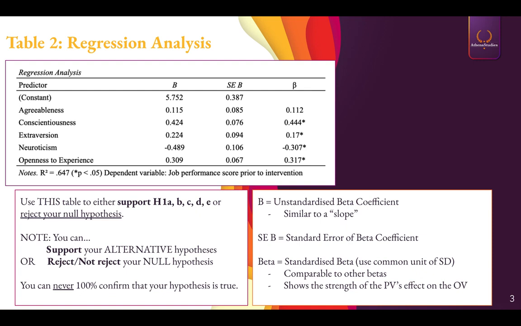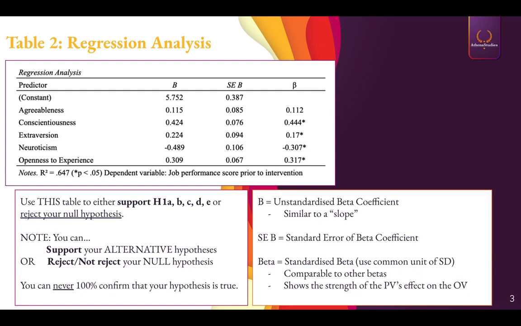And again, never ever say that you can 100% confirm that your hypothesis is true. So you cannot say in your paper, oh, well, we found this was significant, so therefore we know for a fact that extroversion causes or is a deciding factor in our outcome variable, which is job performance. You can never ever say that because this is just a sample of your population. You can never really 100% say that one thing causes or is related to another thing, unless you had a population of infinity, and then you could actually say it with 100% certainty.